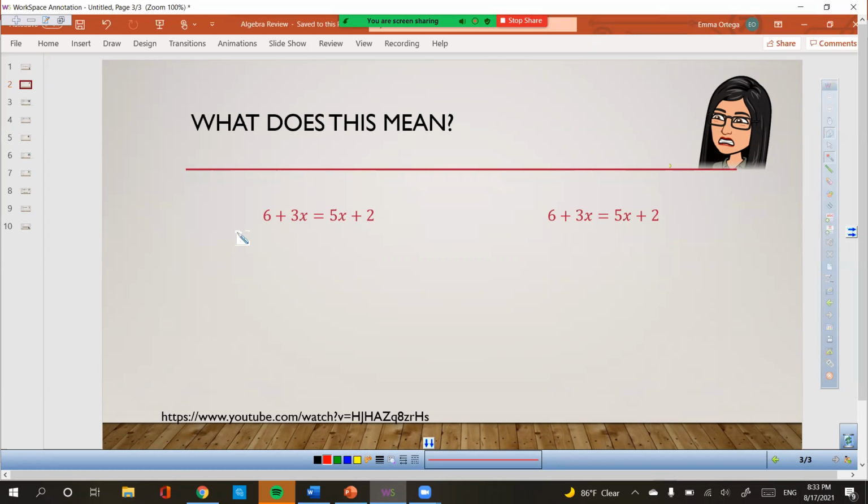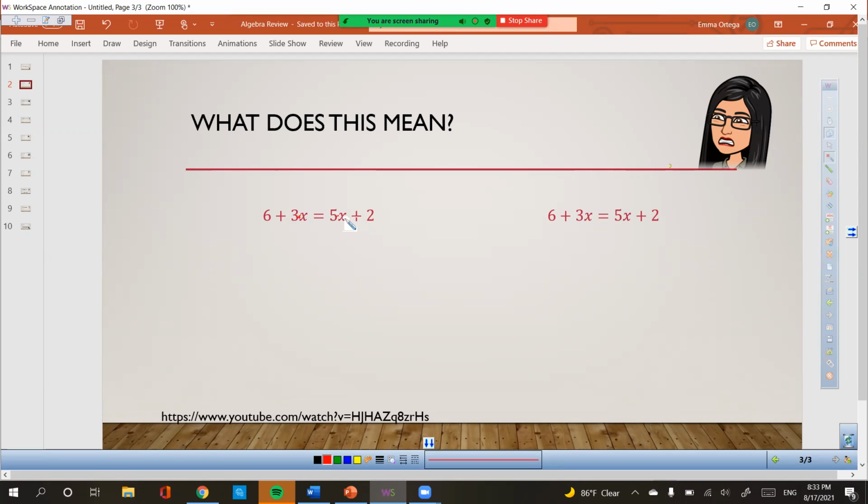I'm pretty sure a lot of you are like, oh, that's 6 plus 3x equals 5x plus 2. You're correct. That is not wrong. But to be a little more specific, what does it mean when you have the 3 and the x right next to each other, or the 5 and the x? What operation are they doing? If you have a letter and a number right next to each other, that means they are multiplying. So here we have 3 times x and 5 times x. The complete sentence would actually be 6 plus 3 times x equals 5 times x plus 2.